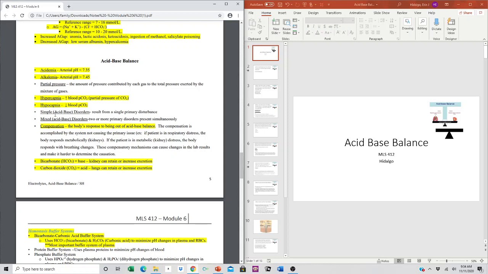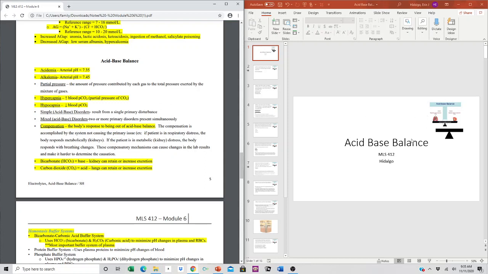So we have some little vocab words here in case they get used in a question, just so you're familiar with them. Hypercapnia: increased amount of CO2 in the blood. Remember the P is just the partial pressure. So increased amount of CO2 in the blood. Hypo is decreased amount. Simple enough.